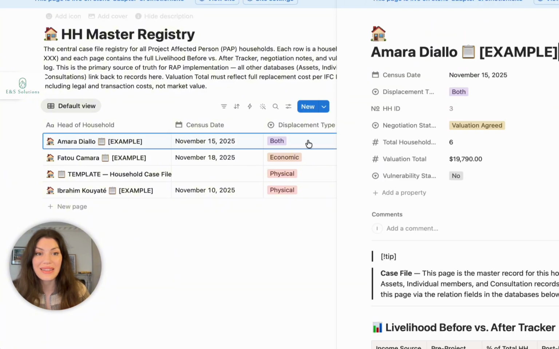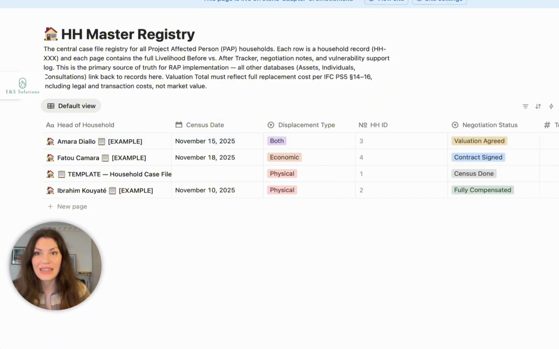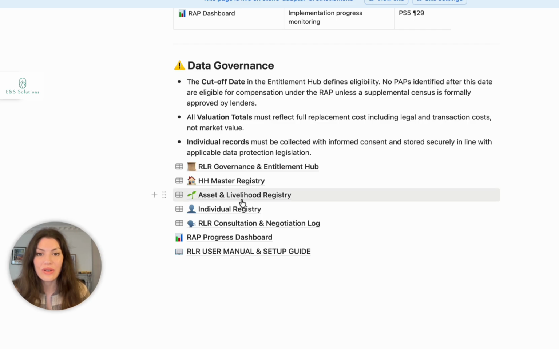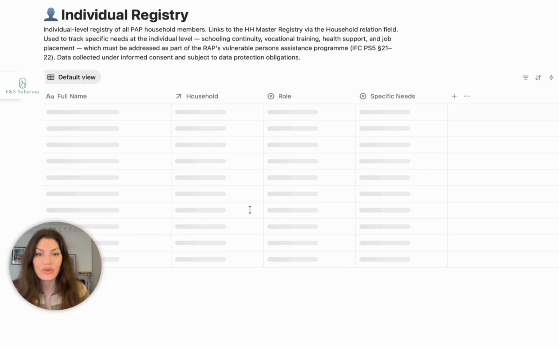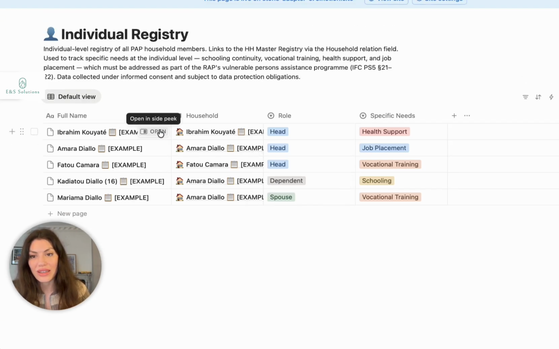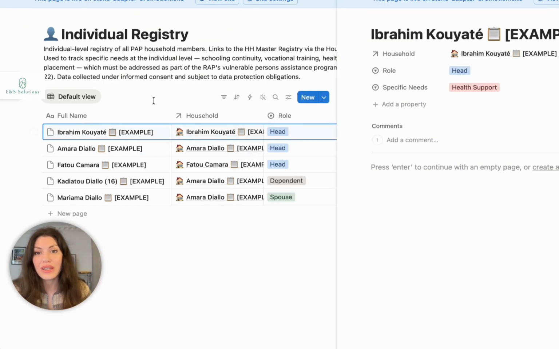But we went a step further and added not only the household level, but also the individual registry, because often livelihood restoration efforts, especially if it relates to training and other in-kind compensation, prioritization for employment, they extend beyond the head of the household and include other people in the household as well.